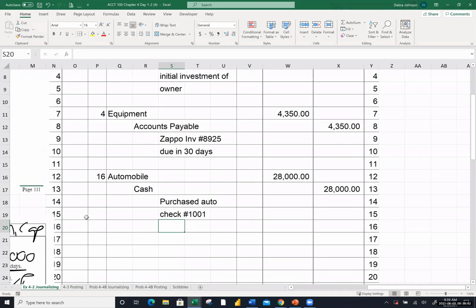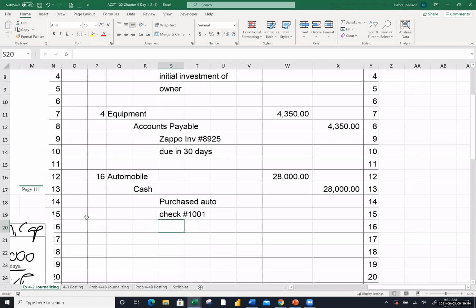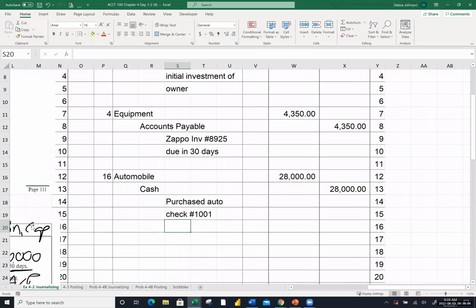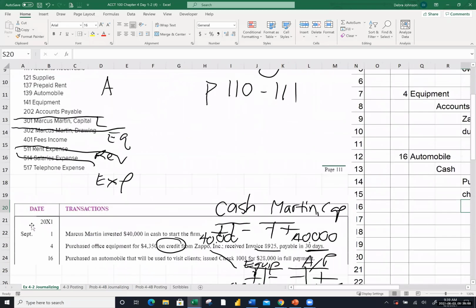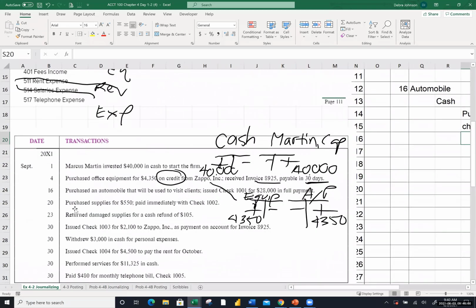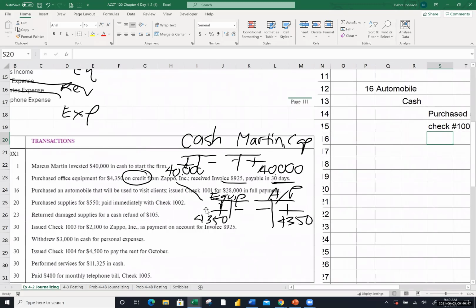Any other questions on the first three entries that we've done? Okay. Purchase supplies for $550, paid immediately. Okay, what's going on in that transaction? Supplies is an asset. It's going to go up. So I'm going to debit supplies. And since I paid immediately, I wrote a check, cash is going to go down.